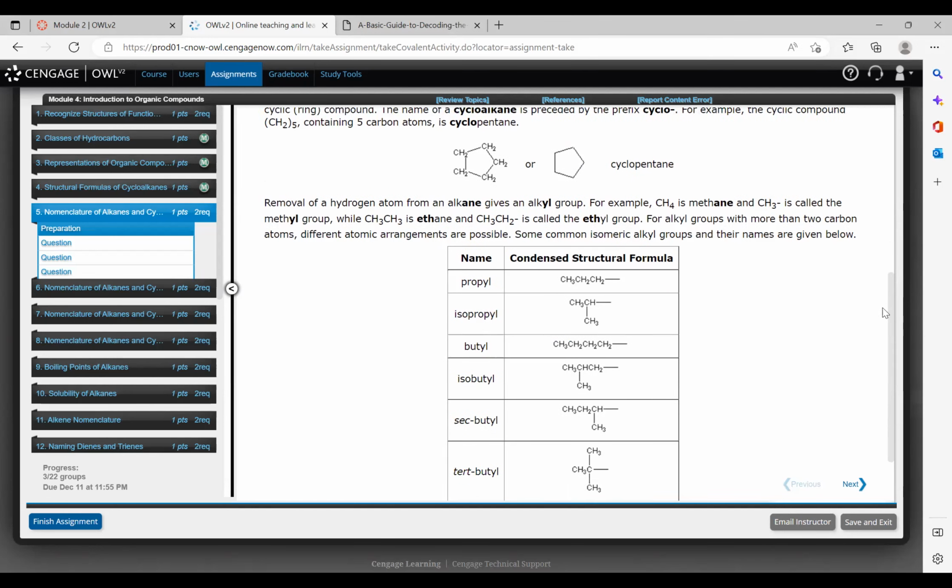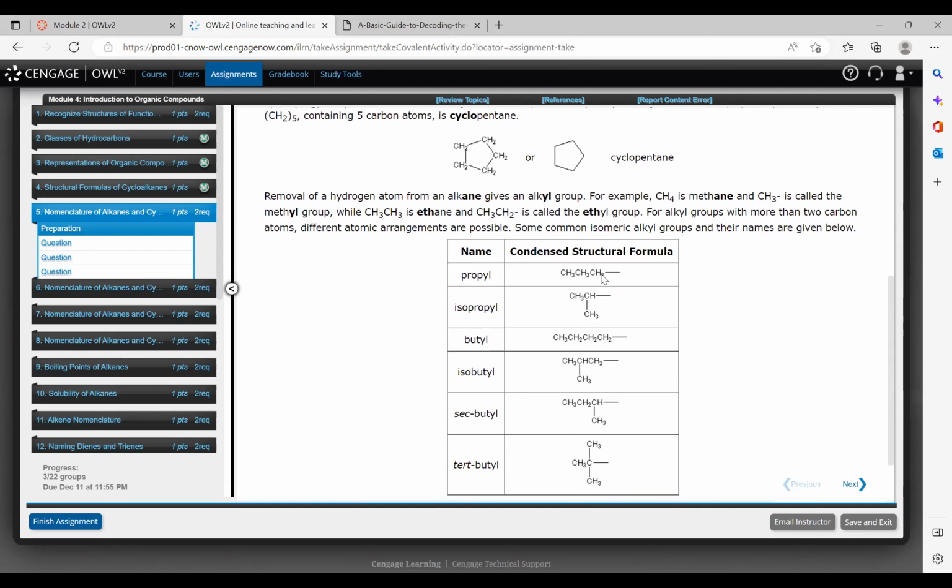And these groups that we're going to see have different names. If you see 3 in a row that are like a chain coming off, but they're not part of our longest chain, we call this propyl. If you see this CH and there's 2 other methyl groups next to it, we'd call this isopropyl. 4 in a row would be butyl. This 3 with 1 in the middle is isobutyl. We got a sec-butyl going on here, and we have a tert-butyl.